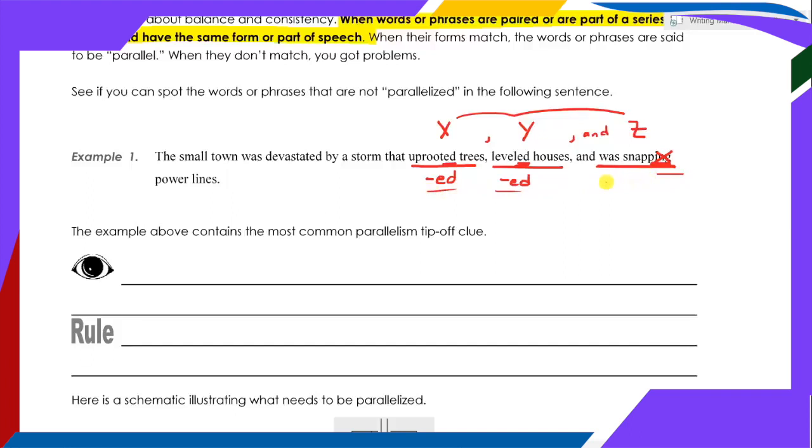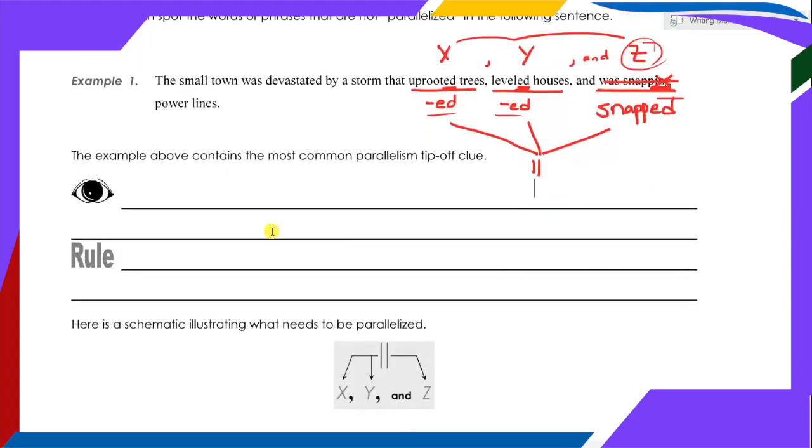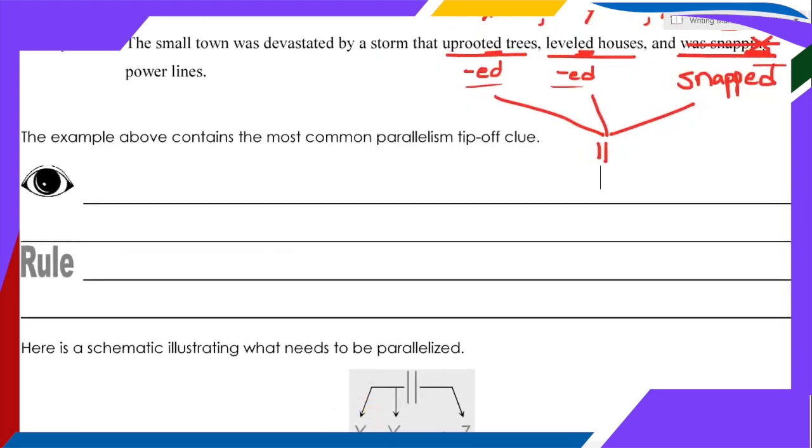What we want to do is remain consistent. We want our Z to be an ed. So what we should do is get rid of was snapping and simply change it to snapped. And now we have parallelism. Now we have our X, Y, and Z all in the same form or part of speech. That's what parallelism is about. It's about making sure that things look balanced and sound nice and balanced and symmetrical to our ears.